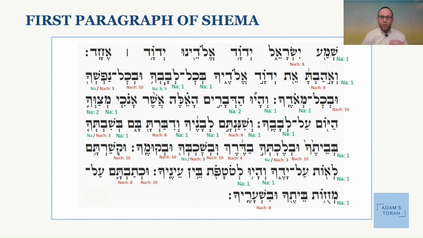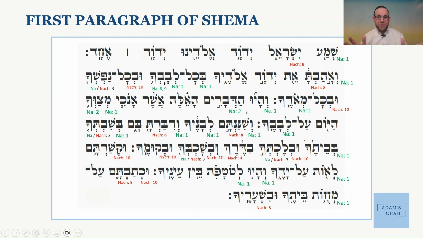Next line, uvchol. We just had this word, same word, uvchol nafshecha. Now we're going to have uvchol. Rule number 10, the vet follows the vav achibur. The u becomes a sheva nach. Me'odecha. Underneath the mem, you have a sheva berosh bina at the beginning of the word. Rule number 1, that's a sheva na. Vehayu. Once again, sheva at the beginning of the word. Sheva berosh milah. Rule number 1, sheva na.